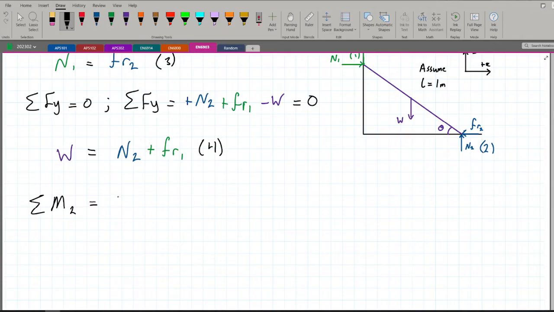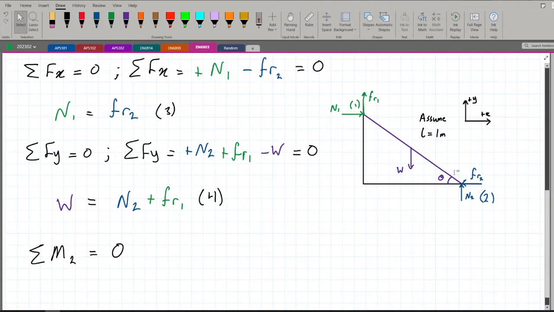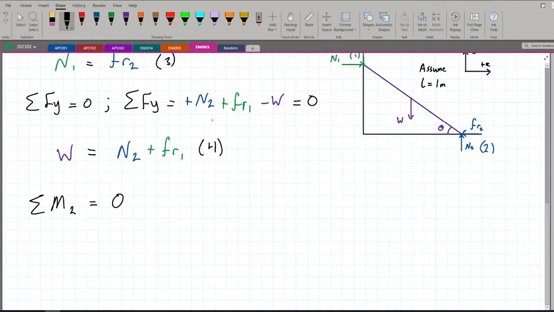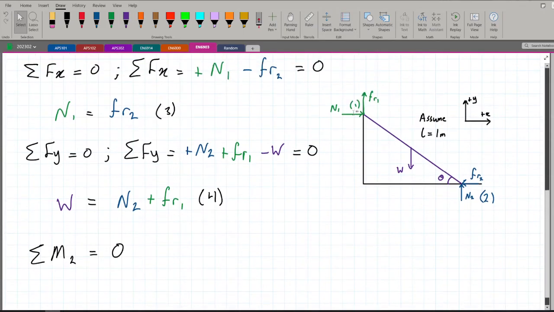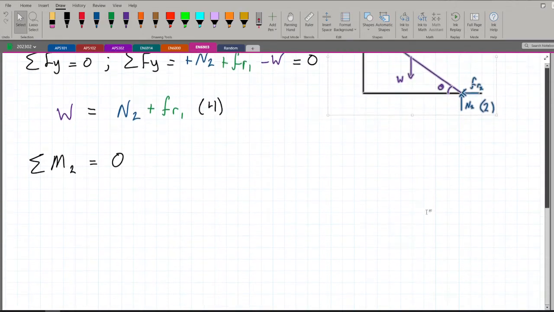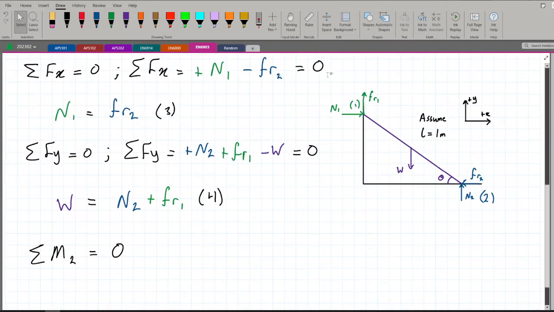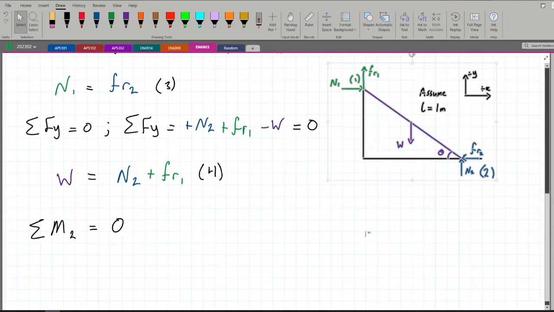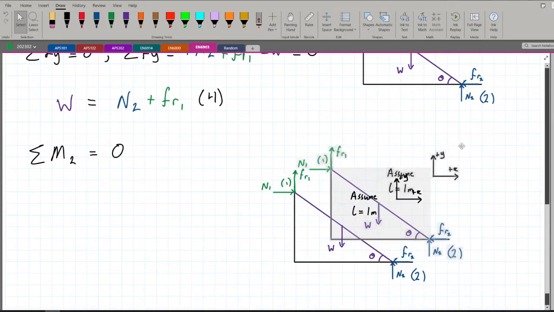And the moments has to also be equal to 0. Alright? So the way I will do this is I'm going to have to find my perpendicular distances. Okay? So we're going to have a moment. Obviously, the moment from fr2 and n2 is going to be cancelled out because they're acting on the point itself. So we do not have a moment from the fr2 and n2, but we're going to have a moment from n1, from fr1, and from the w. Okay? So let us find out, using trigonometry, how to determine these perpendicular distances.